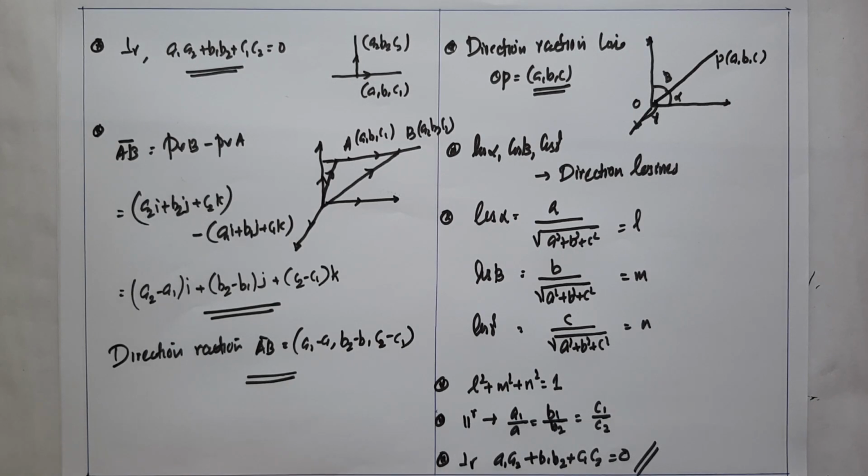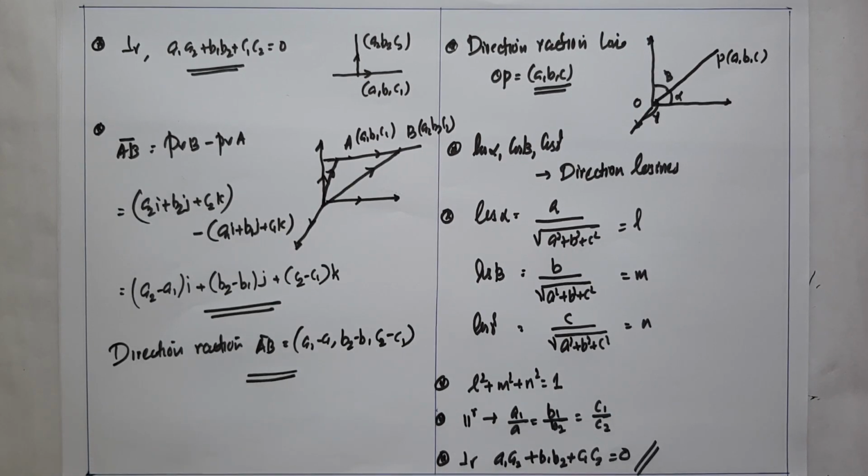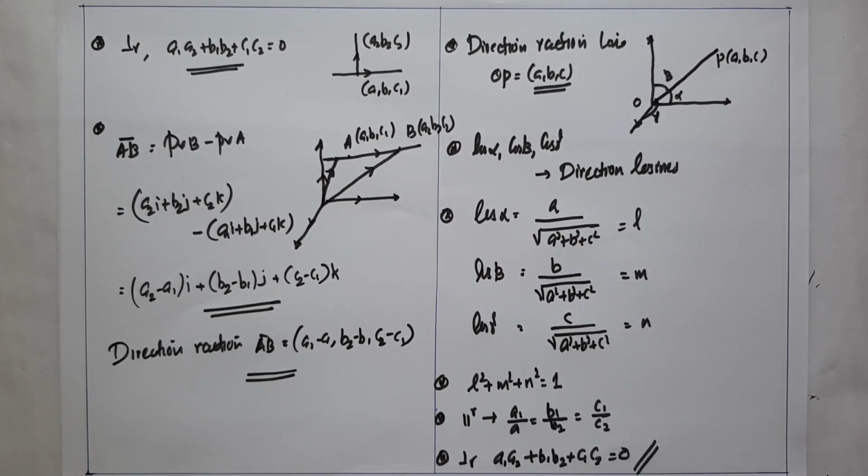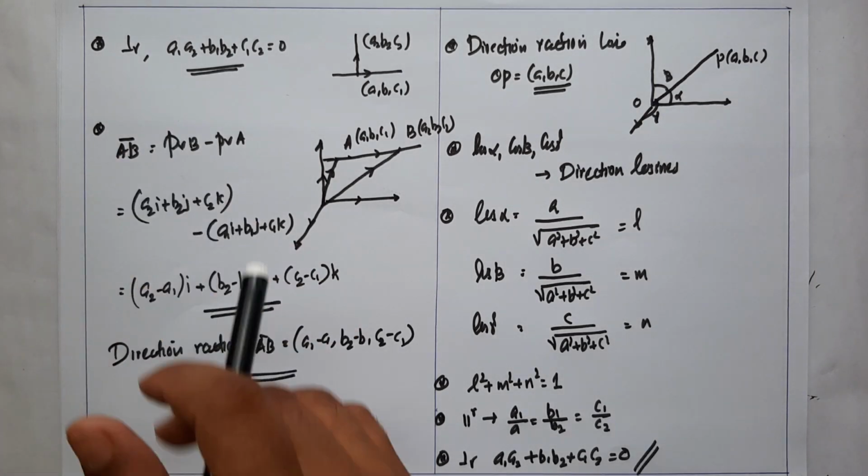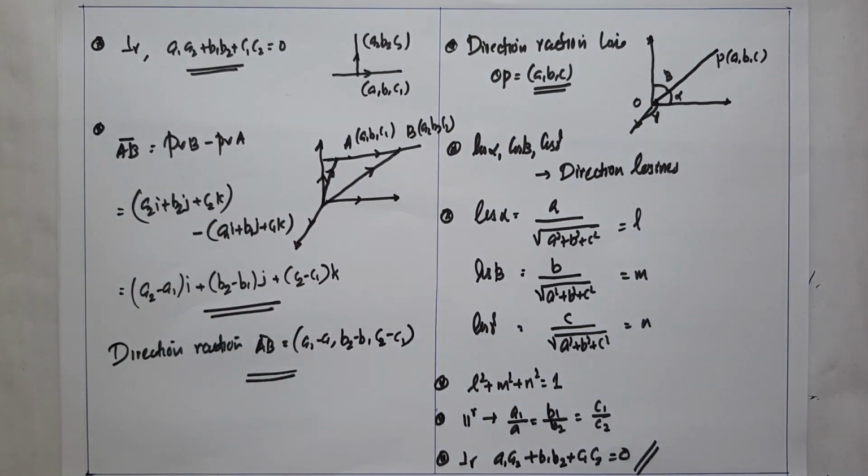And last, a line passing through two fixed points. If the points are a1, b1, c1 and a2, b2, c2, then the direction ratio of that line is a2 minus a1, b2 minus b1 and c2 minus c1, which is similar to the vector concept. So first of all, we go through this portion, then understand the concept using this line also.